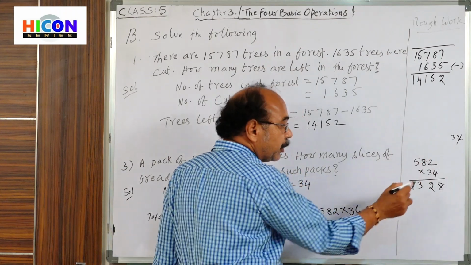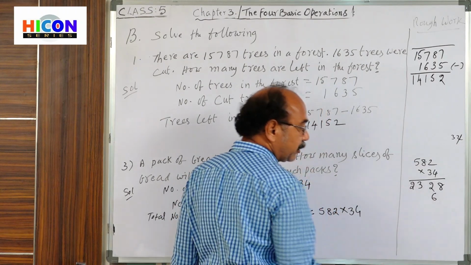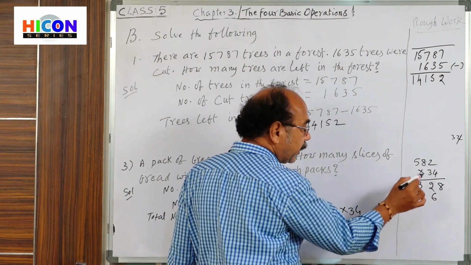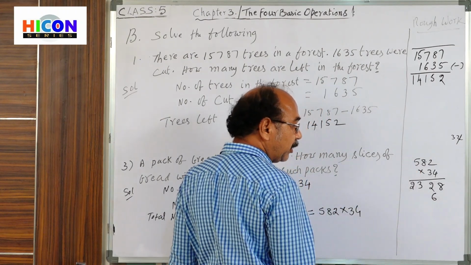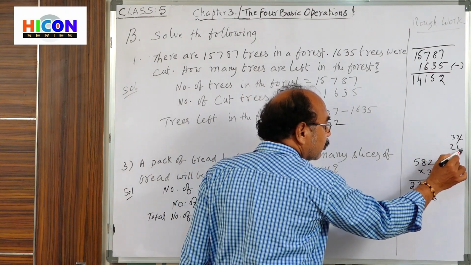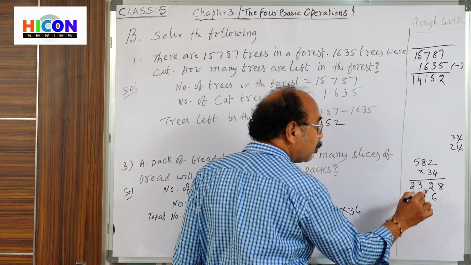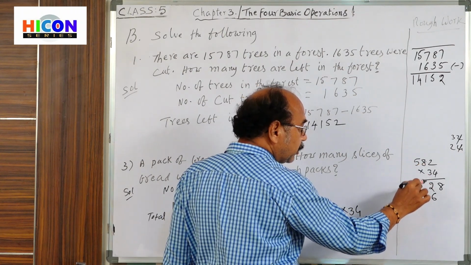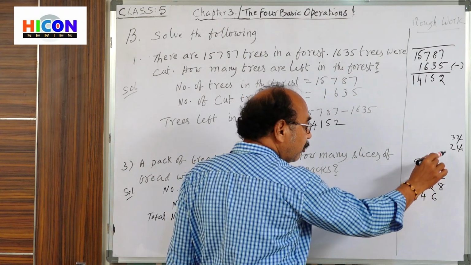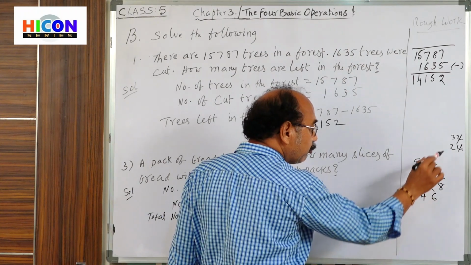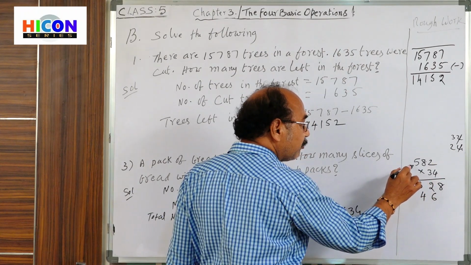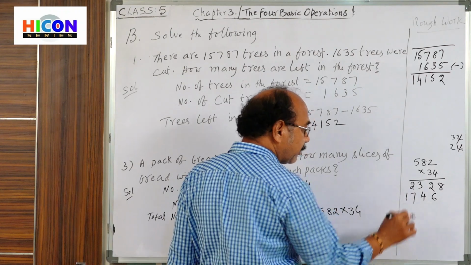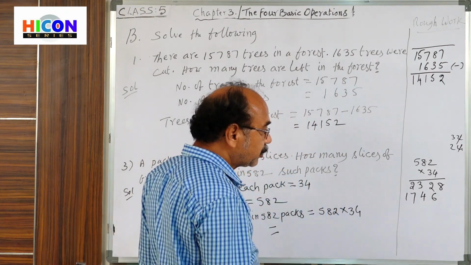Now multiply by 3. 3 2s are 6, right? 3 8s are 24. 4 you write here, 2 is there. 3 5s are 15. 15 plus 2, 17. Okay, children.